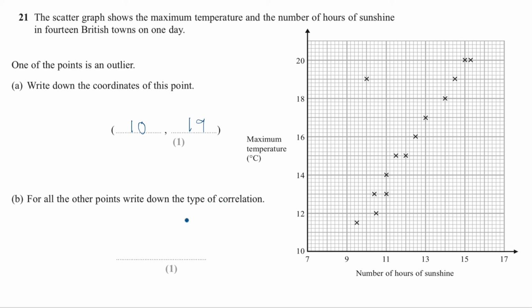For all the other points, write down the type of correlation. Well, you can see that you could draw a line of best fit through here, which would go something like that. So the type of correlation we would describe that as is positive. So we just simply need to write the word positive there. Positive correlation.